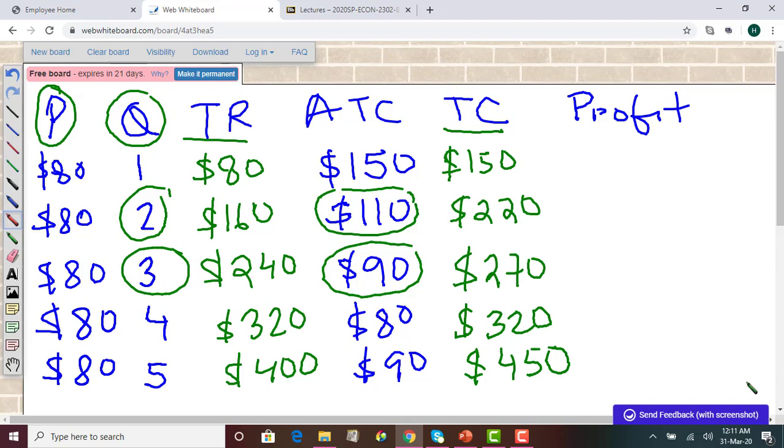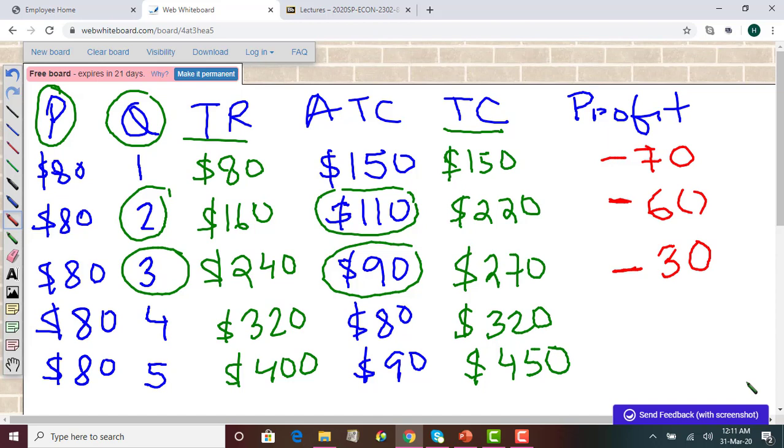So let's say for the first one, your total revenue is 80, but your total cost is 150. So in this case, you're actually making a loss of minus $70. So it's basically 80 minus 150. At the next level, your total revenue is 160 and your total cost is 220. So if you do 160 minus 220, you're still making a loss of $60. At the next level, your total revenue is 240 and your total cost is 270. So if you subtract, your loss is minus 30.